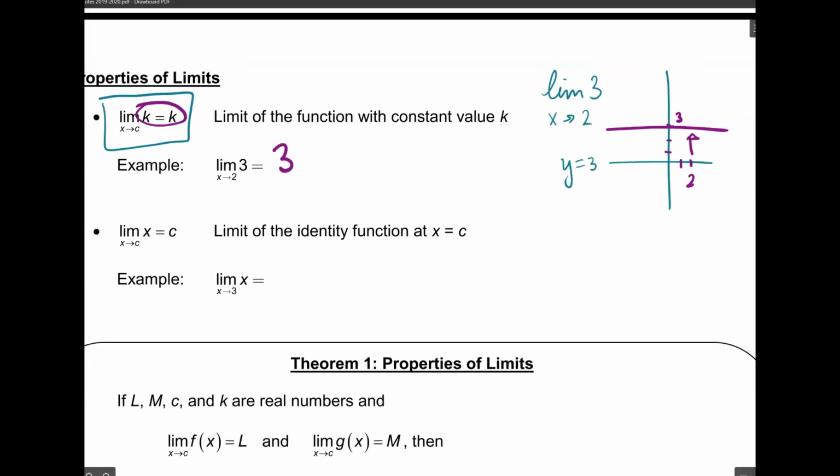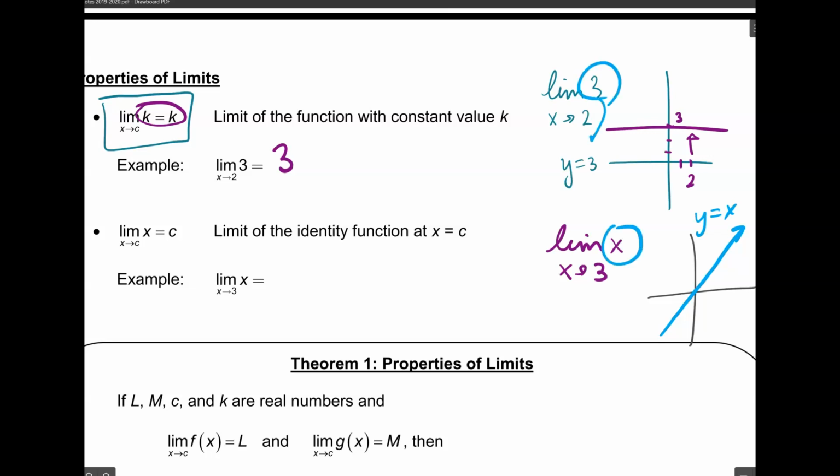Then the limit of x as x approaches c is equal to c. What does this mean? If I'm taking the limit of x as x approaches 3, this is the same as graphing y equals x, because I've set this equal to the function value. So when my x value is 3, my y value is also 3. It's the identity function. So the limit of x as x approaches any number is whatever number you're approaching. Do we have questions so far?